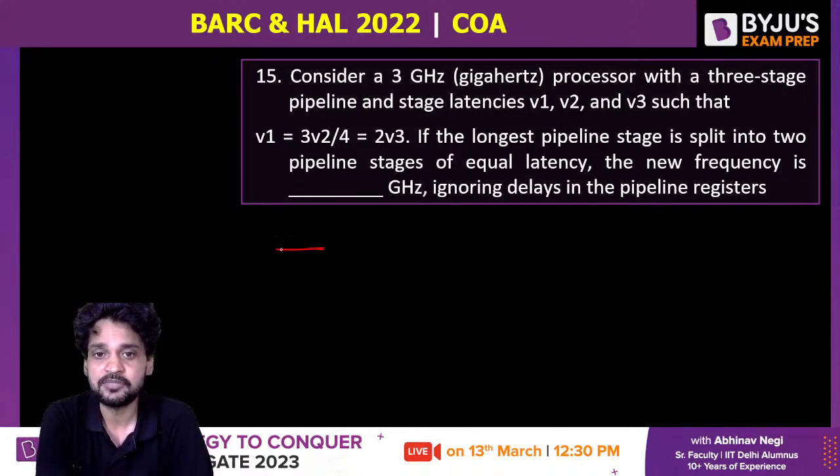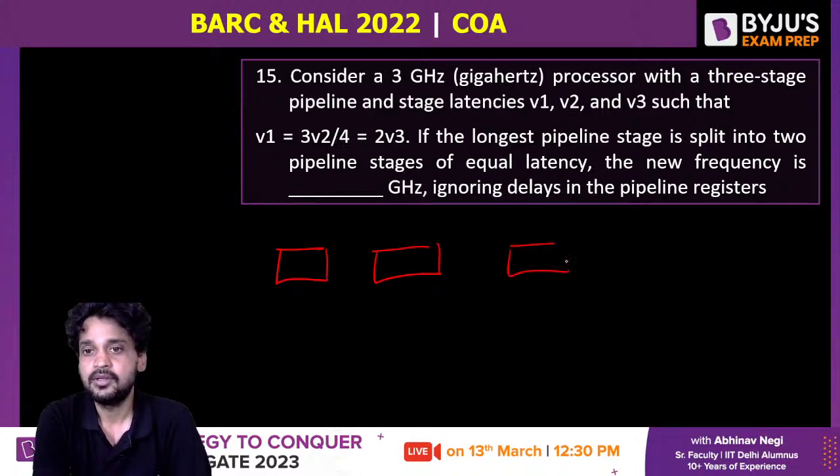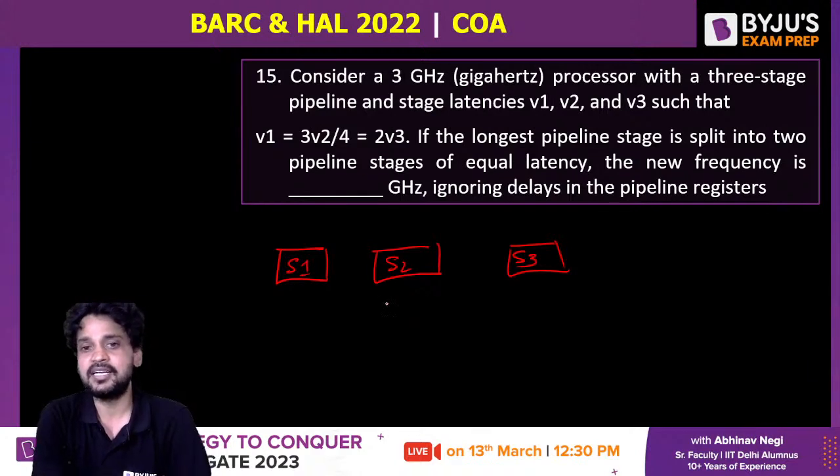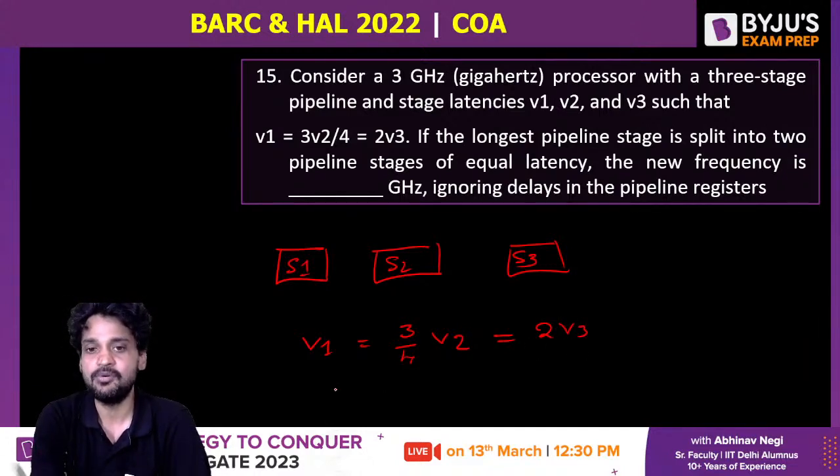There are 3 segments: segment 1, segment 2, and segment 3. But these segments are not provided with their direct latencies. Rather, a relationship has been given. V1 is equal to 3 by 4 of V2, which is equal to 2 of V3. Actually, in the actual question, it was given as tau, but fine, he replaced tau with a V.